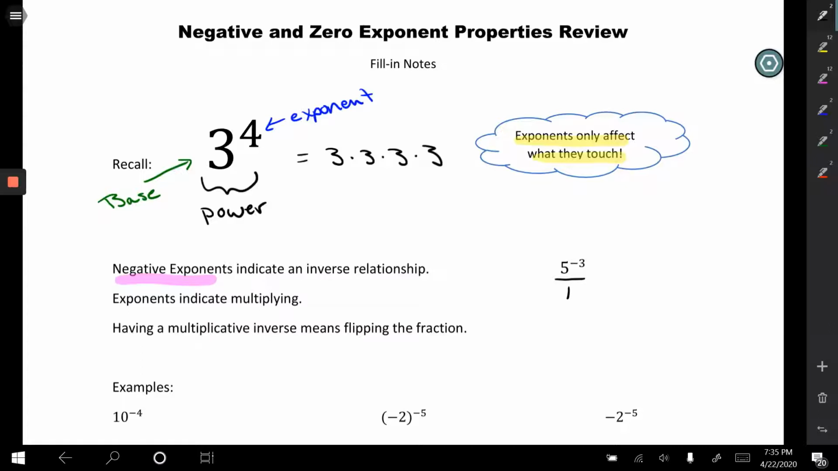It's telling me this power is on the wrong side of the fraction. What I actually need to do is flip it down to the bottom. And once I do that, now it has a positive exponent. So it's like that little negative in the exponent actually means the power's in the wrong place. I need to move it to the other side of the fraction line. So whenever I see that negative exponent, that's what I'm going to think about doing.